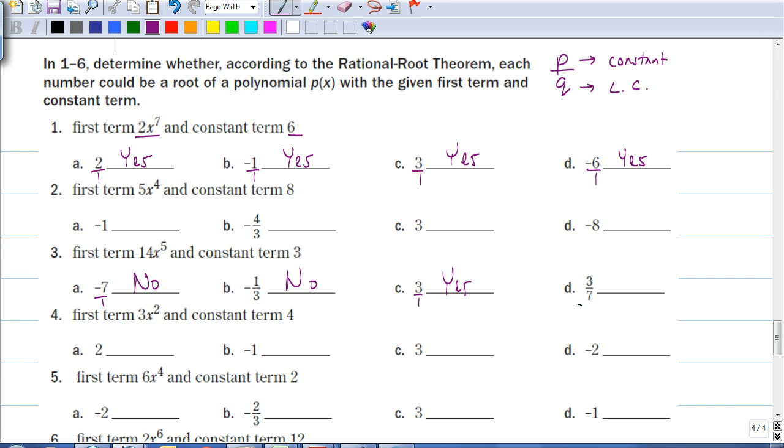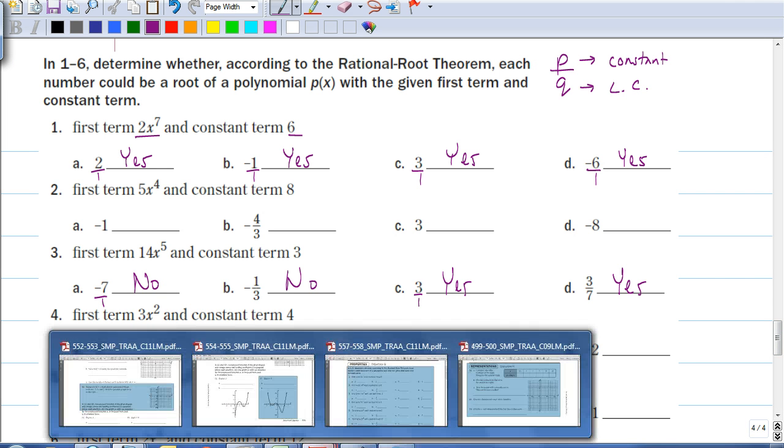This one they do give you a fraction. So we test 3 with the constant. 3 does go into 3 evenly. 7 does go into 14 evenly. So your answer would be yes for this one. So that's an easy way to go through and do that first part to see if these are possible roots. The same thing works for the second part.